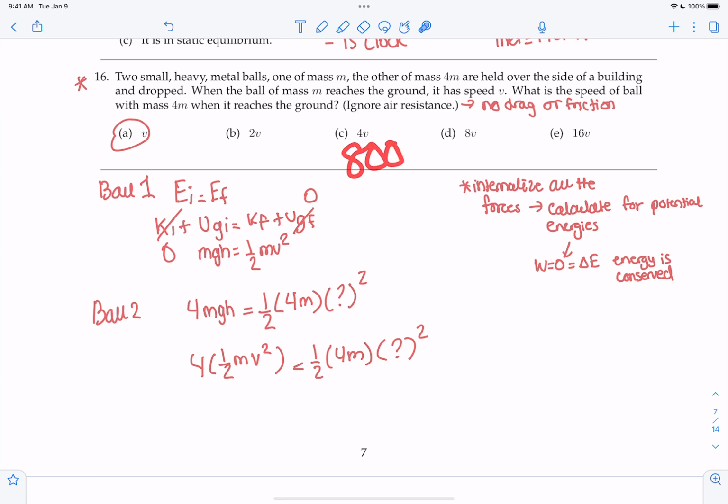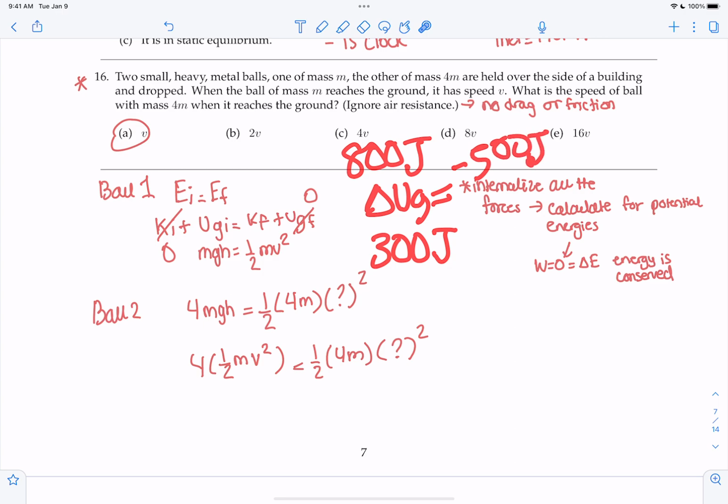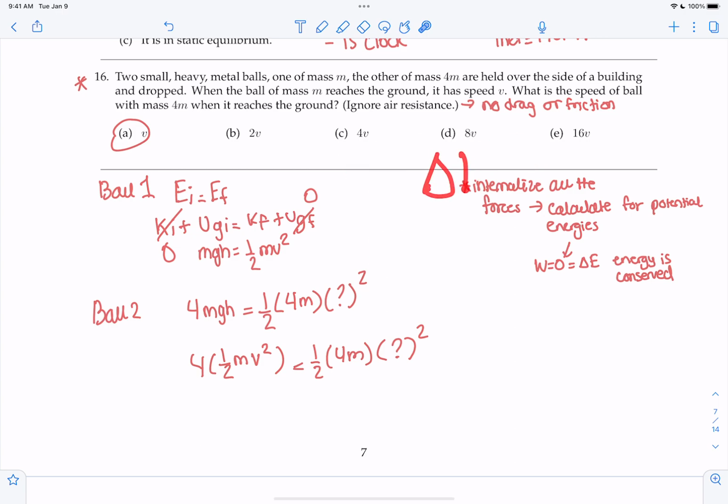So if I started off at 800 joules and dropped to 300 joules, there was a decrease in gravitational potential energy of negative 500 joules. That negative 500 joules is going to get sucked out from gravitational potential energy and pumped back into kinetic. So you should see an increase in kinetic energy of positive 500 joules, which makes sense because if K is equal to half mv squared, right?